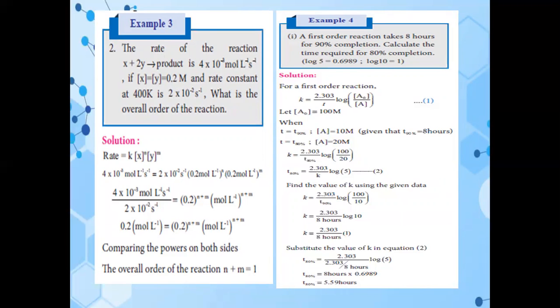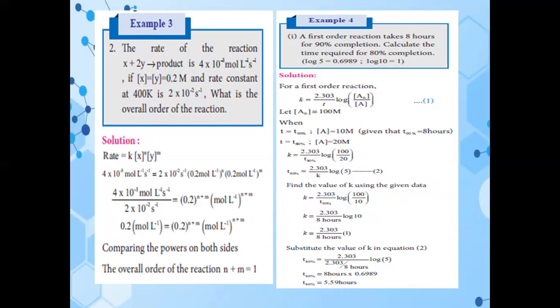First we need to write the equation: rate equals k into [X] power n, [Y] power m. The rate is given in the question: 4 into 10 power minus 3 mole per liter per second equals the rate constant, also given in the question. The rate constant value is 2 into 10 power minus 2 per second. The concentrations of X and Y are both 0.2 mole per liter. X concentration is 0.2 mole per liter, Y concentration is also 0.2 mole per liter.